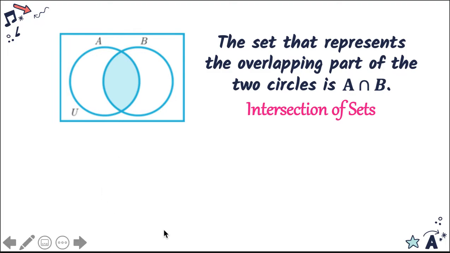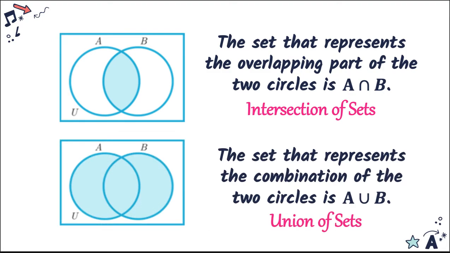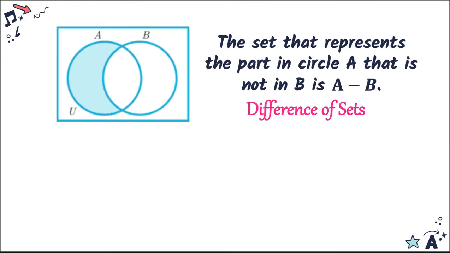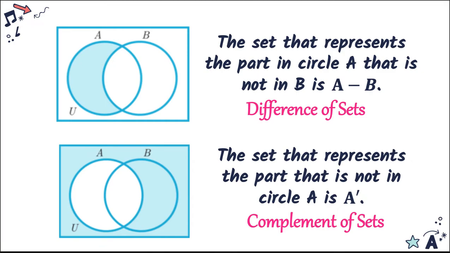And then, the set that represents the combination of the two circles is the union of sets. Next, the set that represents the part in circle A that is not in B is what we call the difference of sets. And lastly, the set that represents the part that is not in circle A is what we call the complement of sets. So this is how we're going to represent the operations of sets using a Venn diagram.